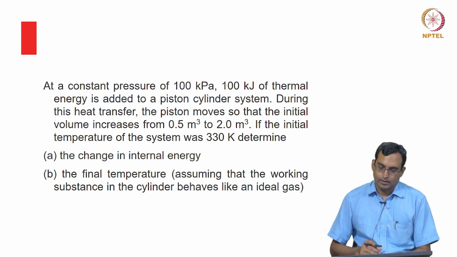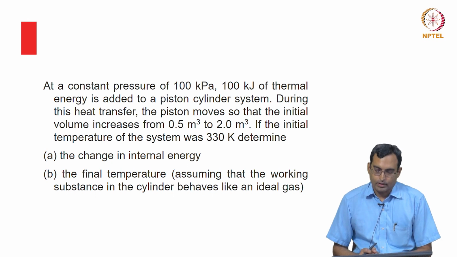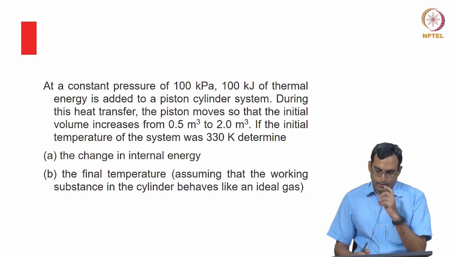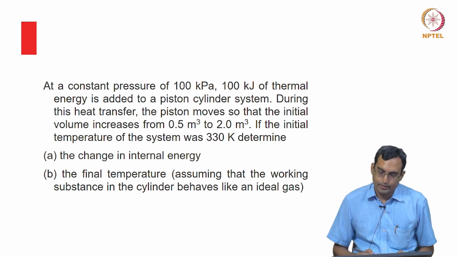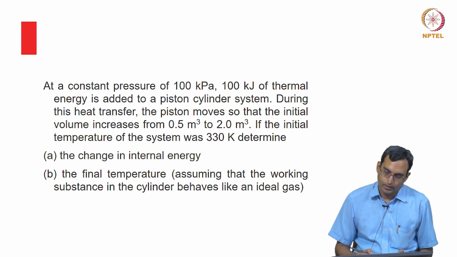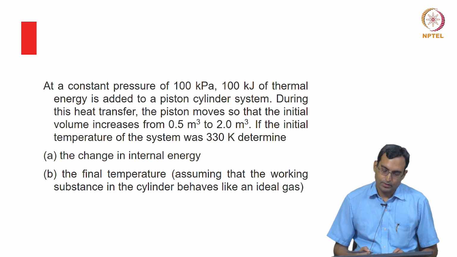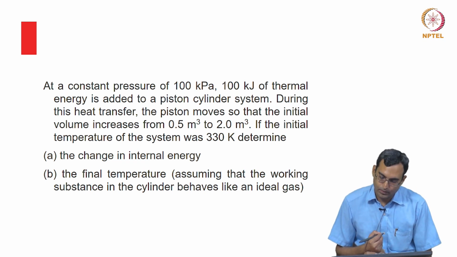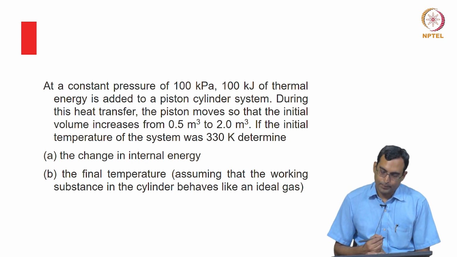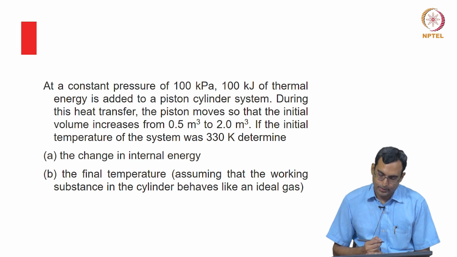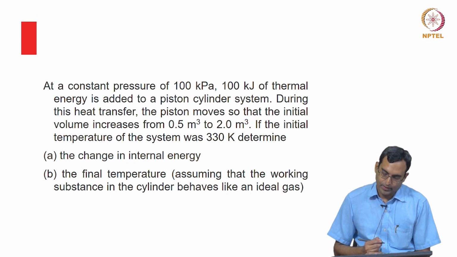We can look at another problem here. At a constant pressure of 100 kilopascals, 100 kilojoules of thermal energy is added to a piston cylinder system. During this heat transfer, the piston moves so that the initial volume increases from 0.5 meter cube to 2 meter cube. If the initial temperature of the system was 330 Kelvin, determine the change in internal energy and the final temperature.